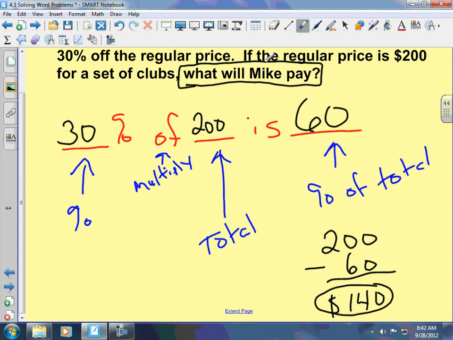Be careful, because sometimes they're going to ask you, what is the discount? What is the discount is 60. How much did he pay would be 140. Always remember, if they're asking you what is the bill after the tip, you need to add that.